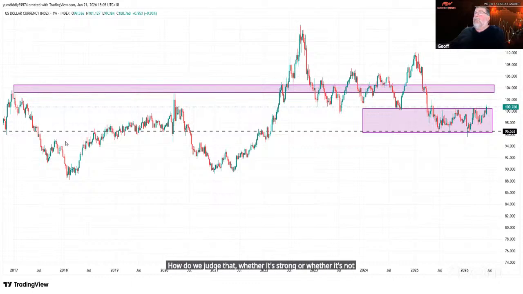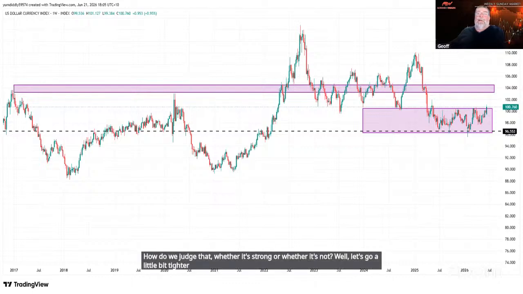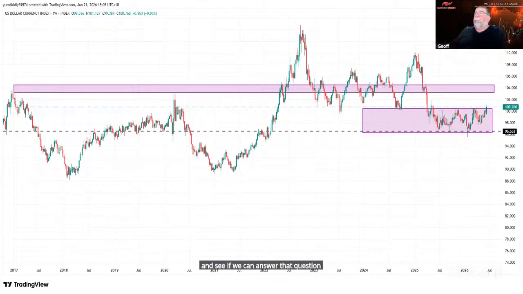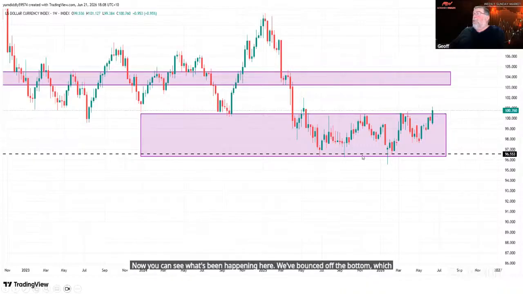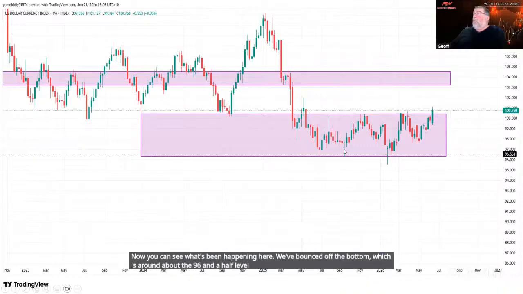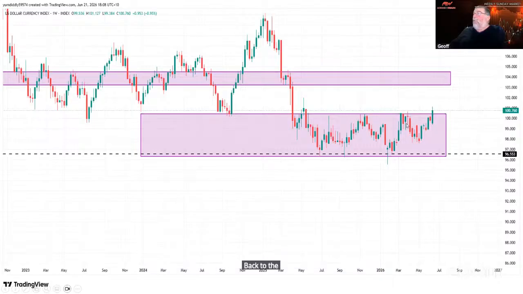Well, let's go a little bit tighter and see if we can answer that question. This is that range that we were talking about. Now you can see what's been happening here. We've bounced off the bottom, which is around about the 96.5 level, gone to the top, back to the bottom. Beautiful. If you're trading this on a small time frame as a range trader, you should be doing very well. Back to the top, back to the bottom, back to the top. Oh, hang on. We failed to go to the bottom.